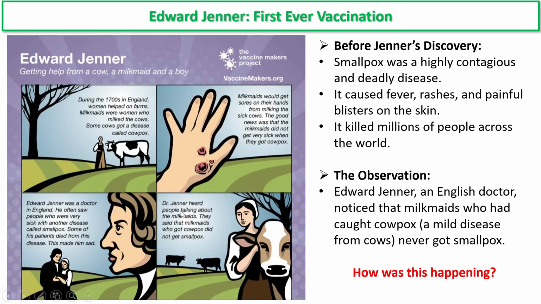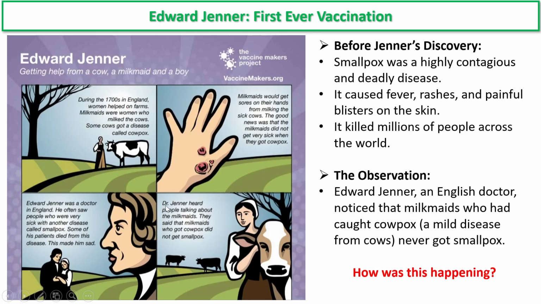So Dr. Jenner heard people talking about the milkmaids. They said that milkmaids who got cowpox did not get smallpox. There are two different diseases. One is cowpox, which happens in the cow, and the other is smallpox, which happens in human beings. Smallpox is very dangerous, and so many people were dying. Cowpox is a mild disease. They were only getting a little sick and recovering.